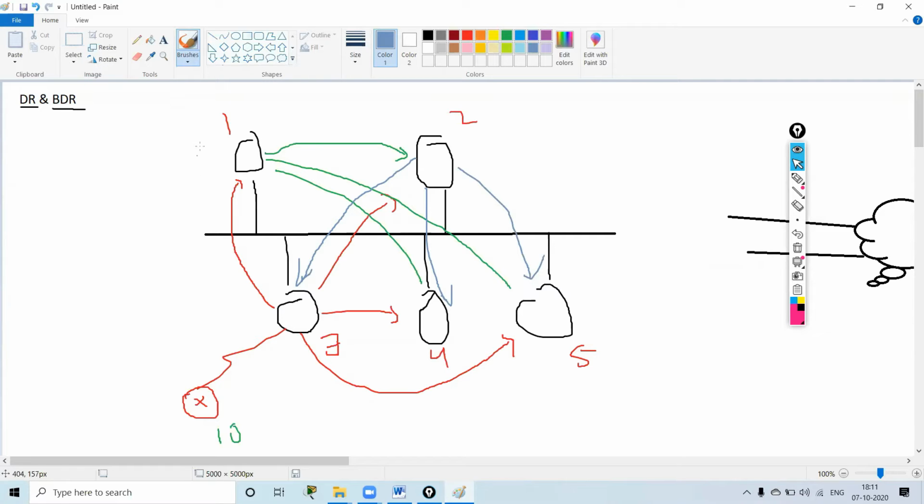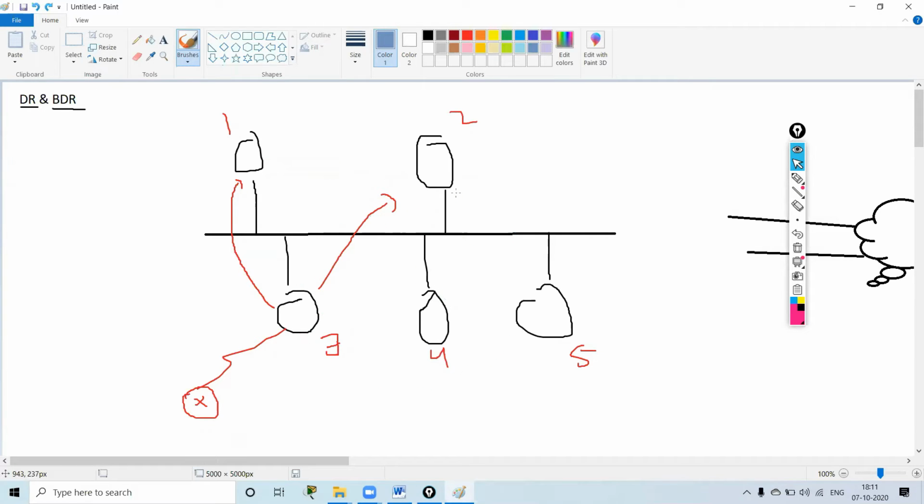So now what is happening over here? I am forming a loop. Router number 3 shared the information to 1, 1 shared the information to 2, 2 again shared the information to 1. Now the information is getting looped. To overcome this type of scenario, we need something known as DR and BDR. So what will the DR and BDR do over here? Suppose I elected this as my DR and this as my BDR.